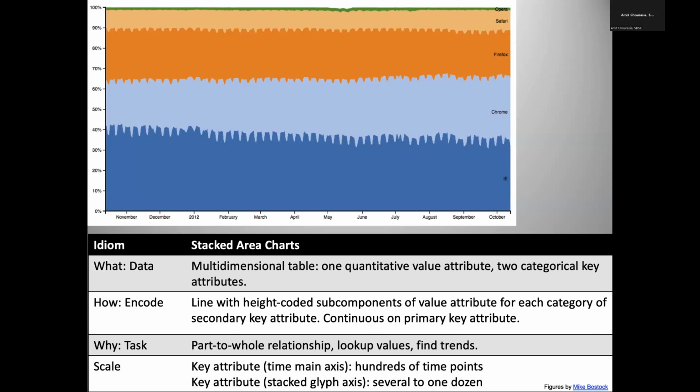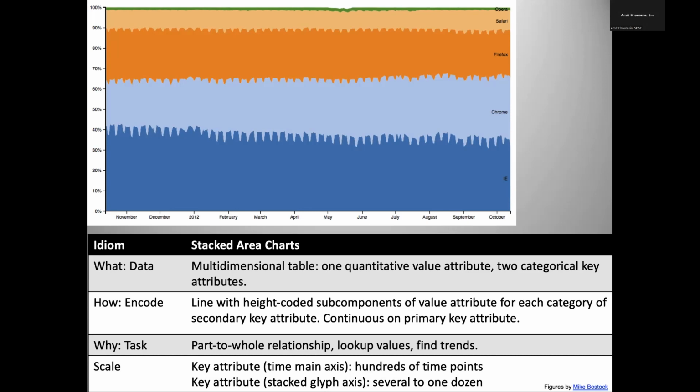Similar to stream graphs, there is the stacked area chart, and now we have, in this case, the popularity of browsers over time, and so we can see which browser has how much market share. And we can see those distinctions. So in this case, you have one quantitative attribute and two categorical attributes. One is the percentage market share, and the other is the type of browser, and then the other one is time as well. And so the encoding here is essentially a line with a height component for each category, and then you have the time component shown on the horizontal axis.